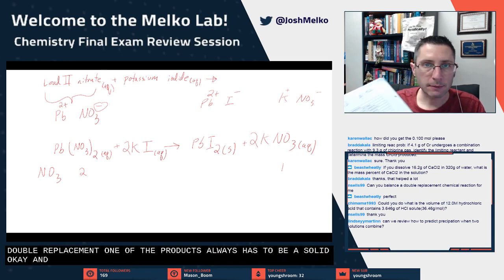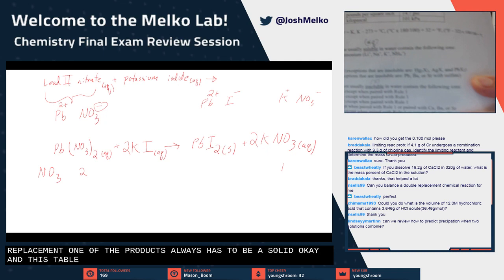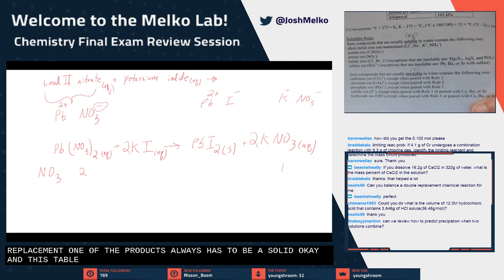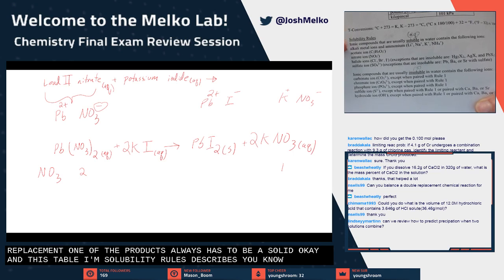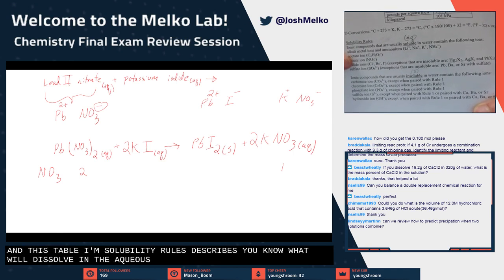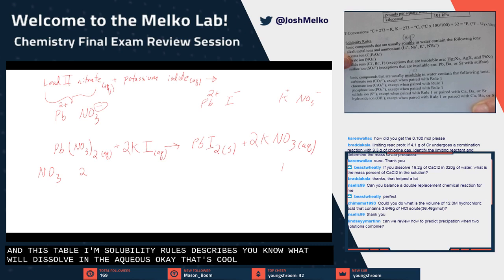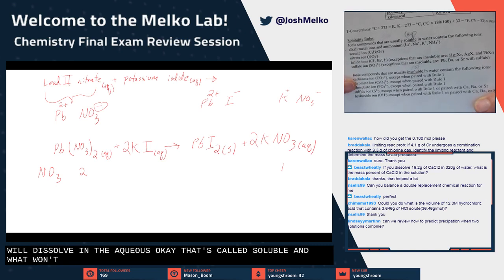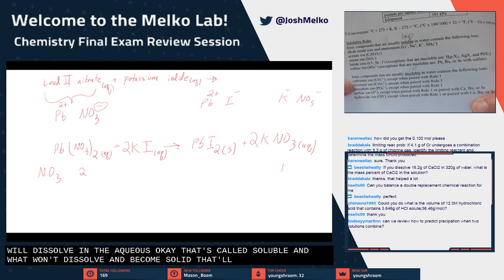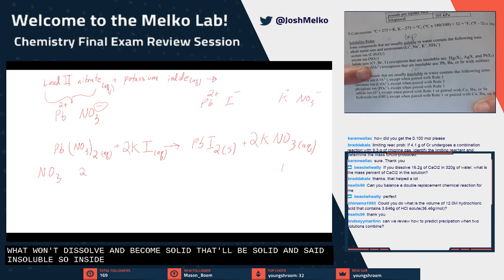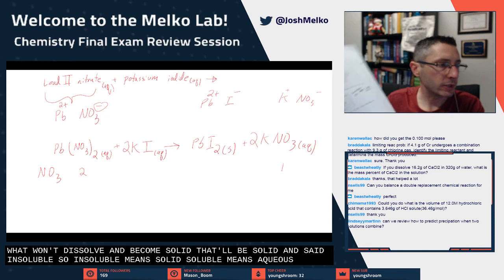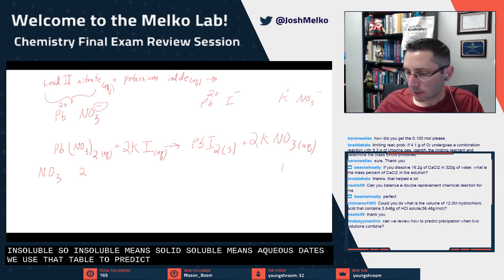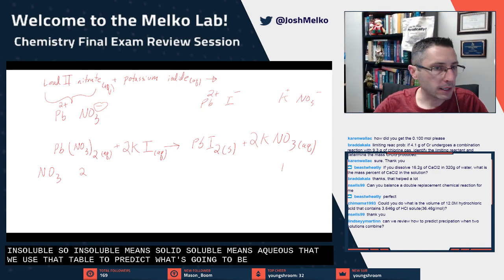Okay, and this table of solubility rules describes what will dissolve and be aqueous. That's called soluble, and what won't dissolve and becomes a solid is insoluble. So insoluble means solid, soluble means aqueous. We use that table to predict what's going to be soluble, aqueous, versus insoluble.